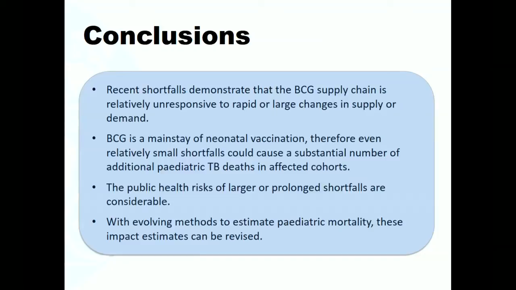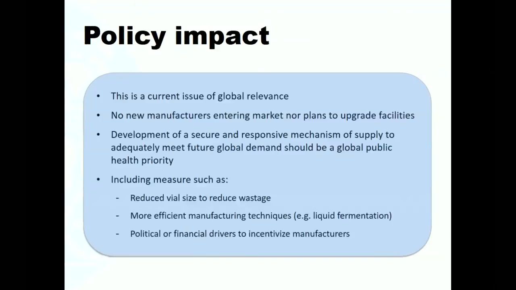And so just to conclude, the recent shortfalls demonstrate that the BCG supply chain is relatively unresponsive to either rapid or large changes in supply or demand. But given that BCG is a mainstay of neonatal vaccination, even relatively small shortfalls could actually lead to a substantial number of additional paediatric deaths in the affected cohorts. And the public health risks of larger or longer shortfalls are considerable. With evolving methods for estimating paediatric mortality, these impact estimates can be revised and are likely to, as I said, go up.